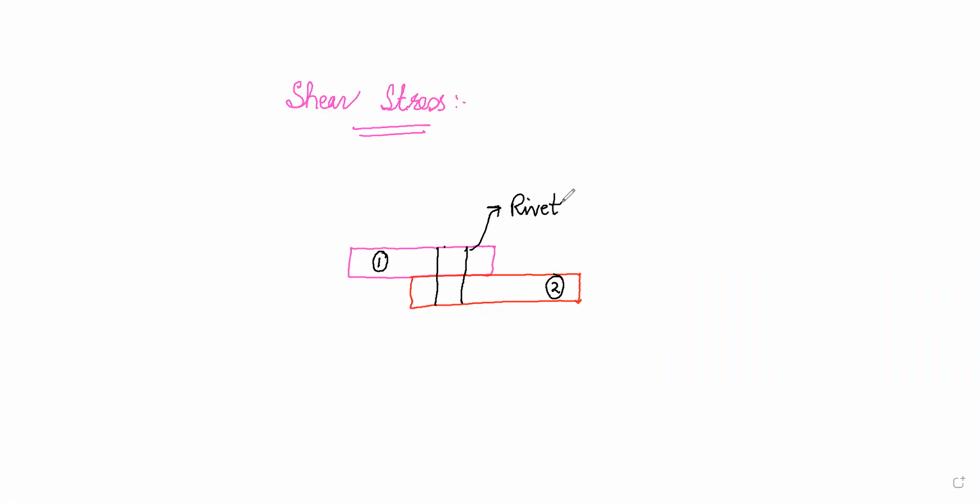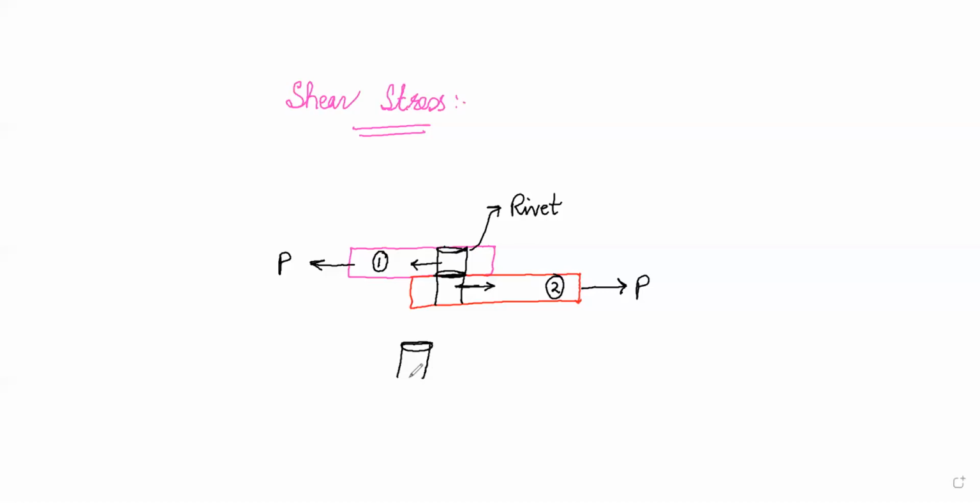Now let's apply load P in this direction and also apply a load P in this direction. As we are applying loads in these two directions, if you concentrate your attention on this area, because this rivet will have some area of cross section, this area will tend to move in this direction, the lower part, and the upper part will tend to move in the left side direction. So if we separate it out and draw the diagram for it, we have a rivet.